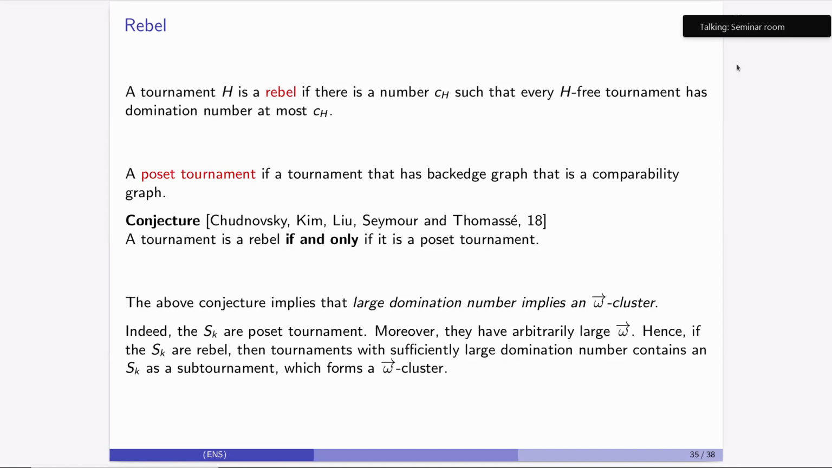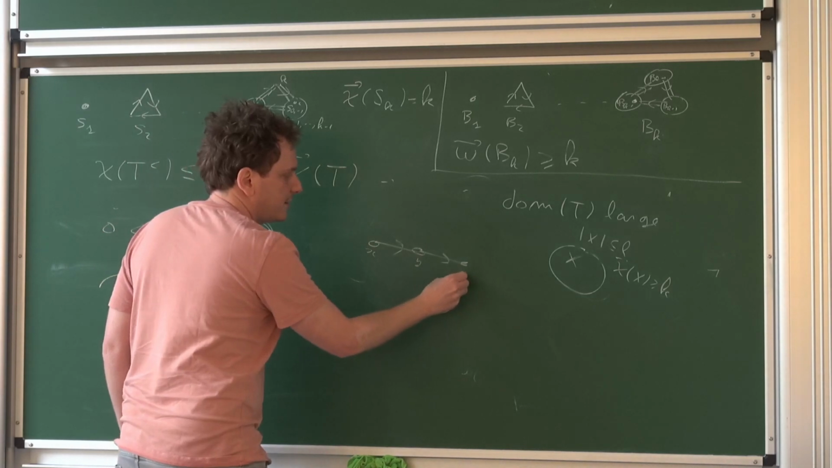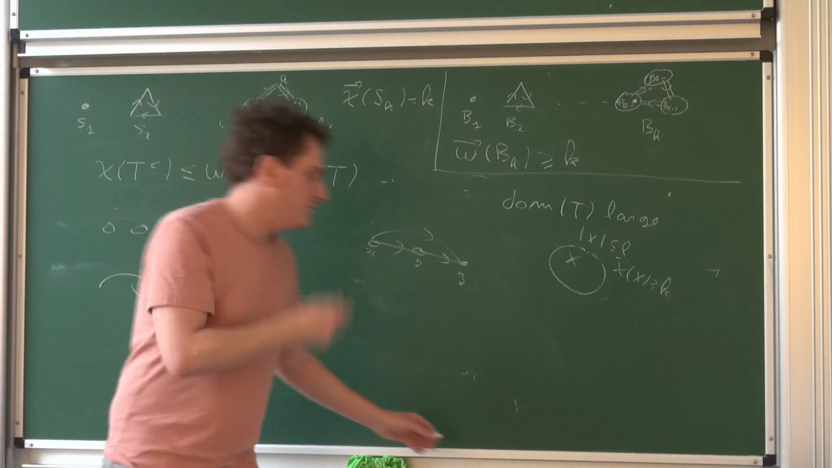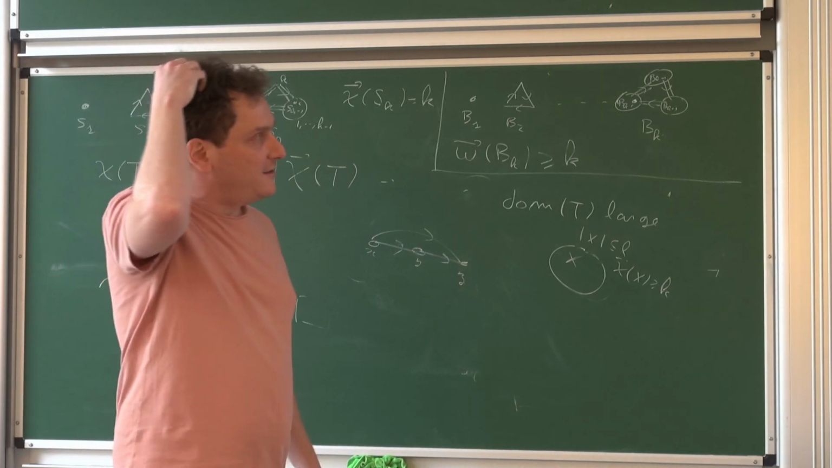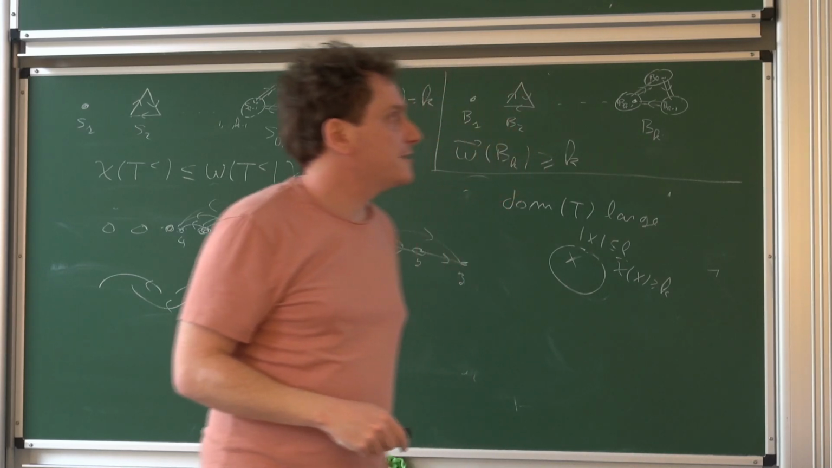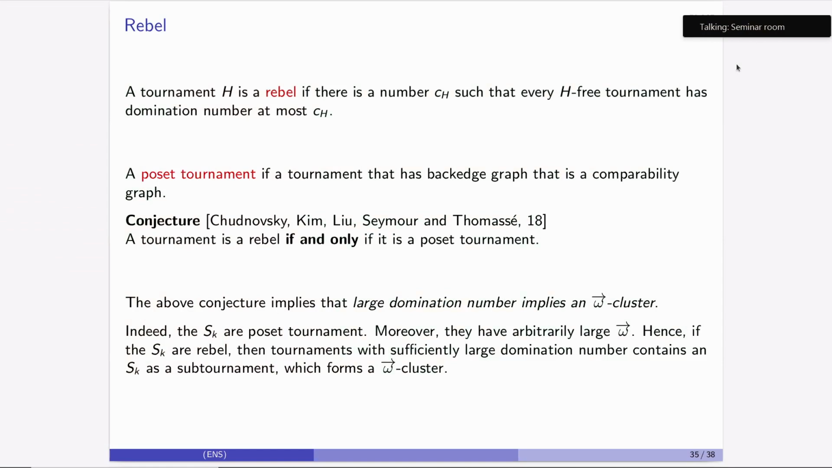But you can also define it maybe more naturally: if you have an arc xy and an arc yz, then you must have the arc xz. This is equivalent. So an adventurous conjecture, again by Chudnovsky, Kim, Oum, Seymour, and Thomassé, is that a tournament is a rebel if and only if it's a poset tournament. And they prove the only if part.